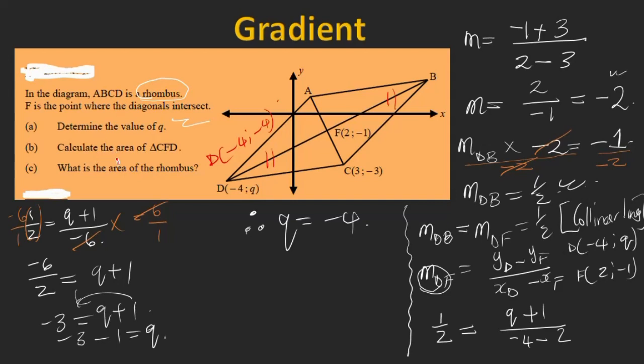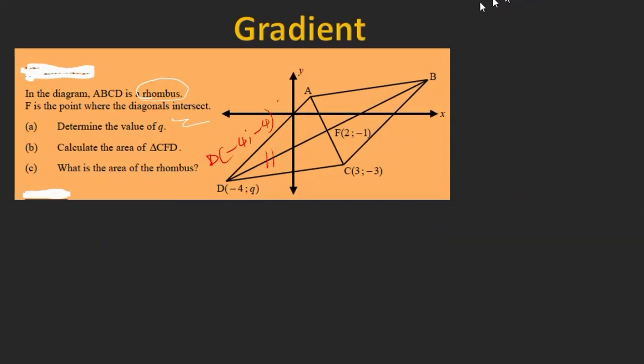It says calculate the area of CFD. CFD. Do you see that? Now let me clear the space. So what do we know about CFD? So far about CFD, we know that CFD is a triangle. What type of triangle is it? It's a right angle triangle. Why? Because these angles that are formed in a rhombus, they are all 90 degrees. So I only need to find the distance of DF and the distance of FC, make one part the base, one part the height, and then I find the area of that.